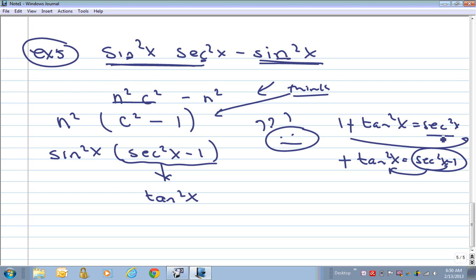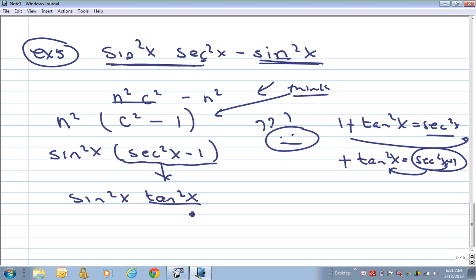Sorry about that. It's 1 plus tangent sections. All right, so I can replace secant squared x minus 1 with tan squared x. So tan squared x is now this, and I have sine squared x multiplied by that. Now, again, I'm back to kind of where I was before.